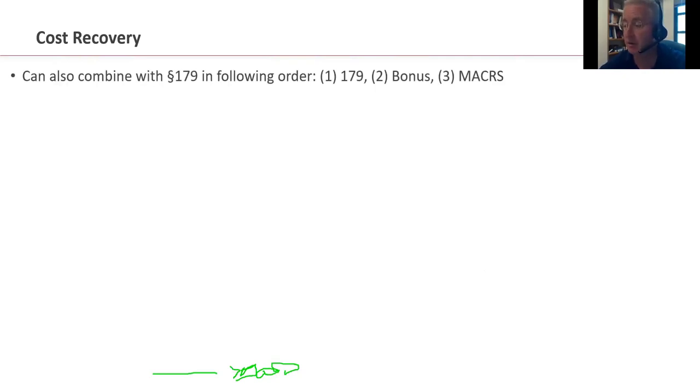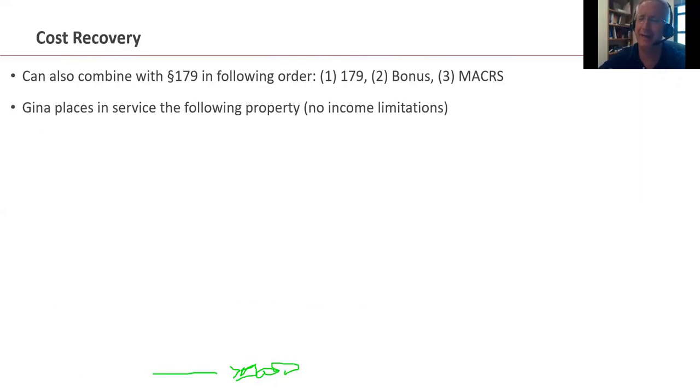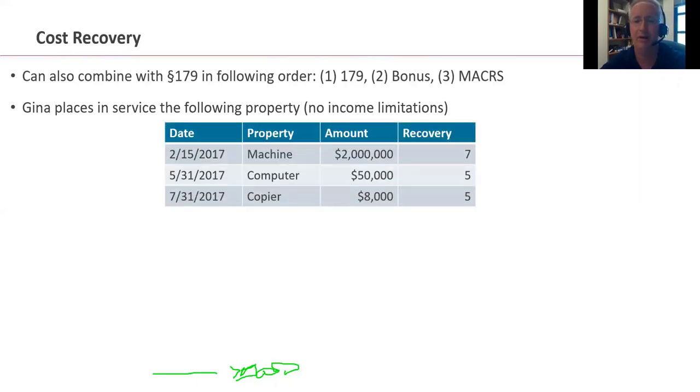Now, in the 2018 world, this is really unlikely to ever occur because bonus is 100%. In the 2017 world, where bonus was only 50%, then this might occur. So let's just do an example, but you don't have to pay a ton of attention to it. Gina places in service the following property. We've got a machine for $2 million, a computer for $50,000, and a copier for $8,000. All placed in service in 2017, all before that magical September 27th date.